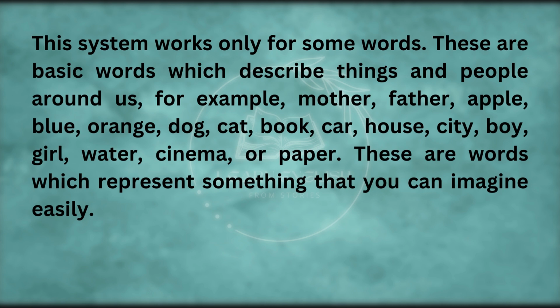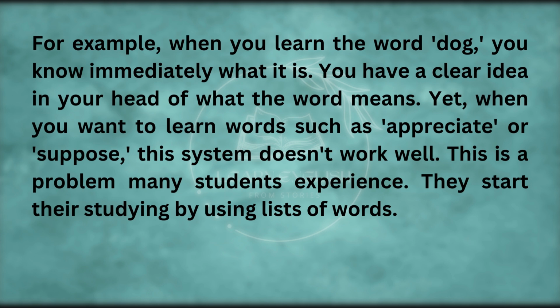For example, mother, father, apple, blue, orange, dog, cat, book, car, house, city, boy, girl, water, cinema, or paper. These are words which represent something that you can imagine easily. For example, when you learn the word dog, you know immediately what it is. You have a clear idea in your head of what the word means. Yet, when you want to learn words such as appreciate or suppose, this system doesn't work well.